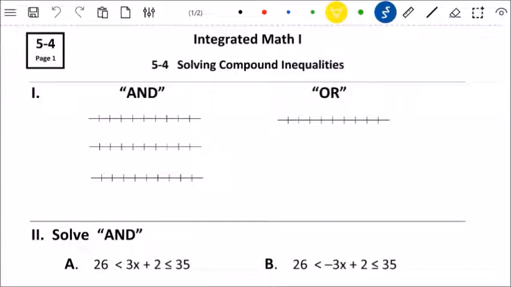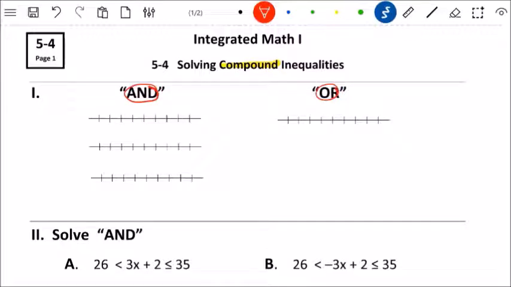Welcome to solving compound inequalities. Compound inequalities are ones you haven't done before. This is where we're going to have different parts to our inequalities. So first, let's focus on what is called an and inequality, and then second, we'll take a look at what it means to have an or inequality.